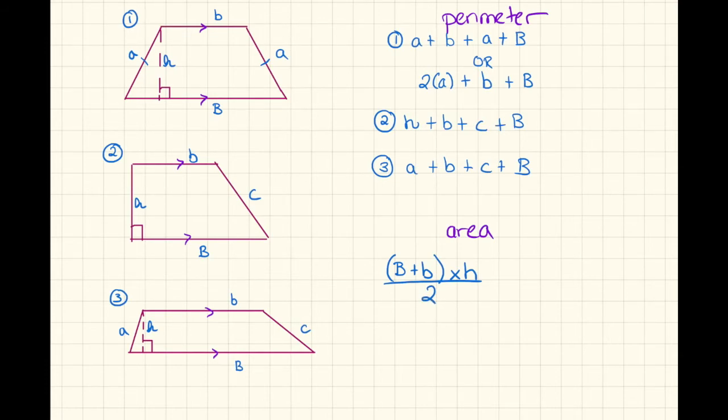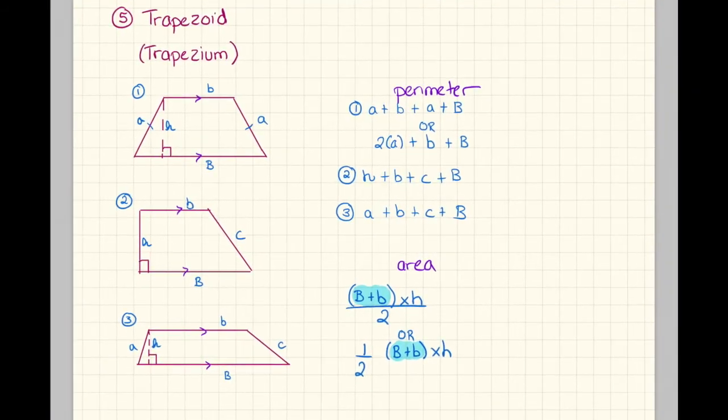Another way that you might have seen it written would be something like half of whatever the big base plus little base times the height is. But just because I'm going to highlight as a reminder that you do this first, and you do this first. Then you multiply, then you divide by 2, or you just multiply by a half, or 0.5, if you will. So that's how to calculate the area and the perimeter of a trapezoid.